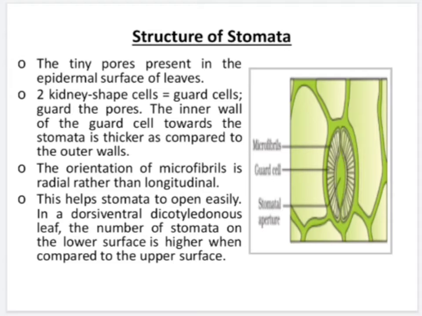In a dorsiventral dicotyledonous leaf, the number of stomata on the lower surface is higher when compared to the upper surface. This adaptation helps in reducing the evaporation of water. In isobilateral leaf, in monocotyledonous plants, the number of stomata is equal on both the surfaces of leaf.